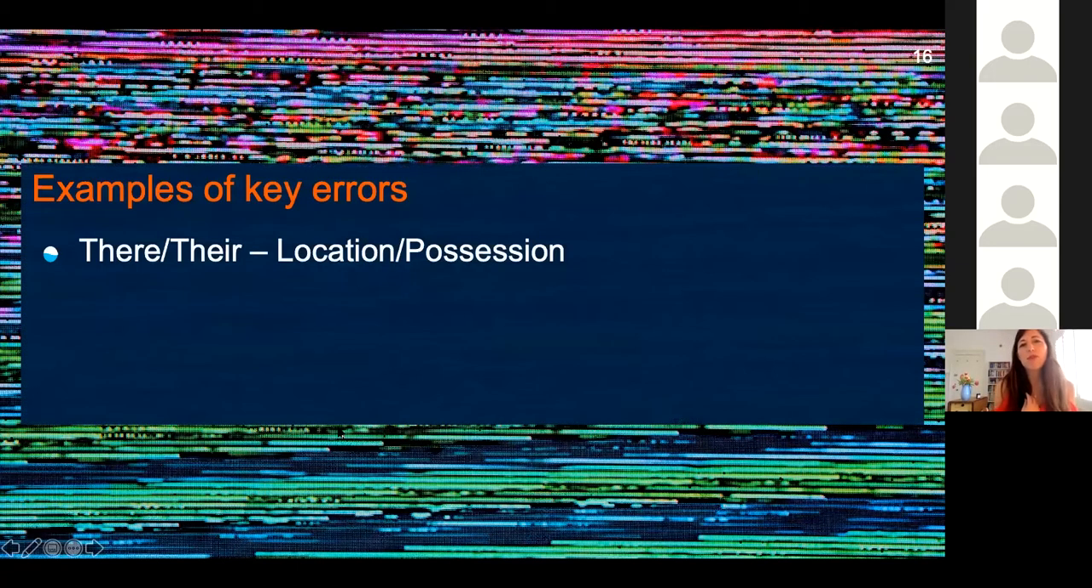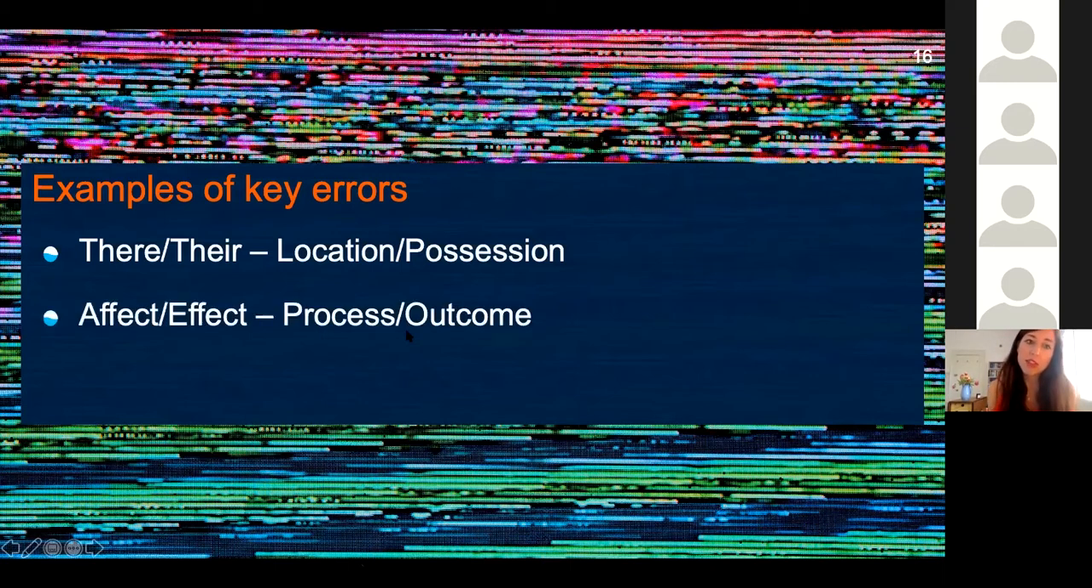So some examples of common errors I actually see when I go through MSc and BSc theses or essays is, say, this difference between there, which is T-H-E-R-E, and their, which is T-H-E-I-R. So the first one refers to location, the second one to possession. So for instance, if you're referring to something over there, then it's T-H-E-R-E. If you're referring to their books, so it belongs to them, T-H-E-I-R. Now, I know it's quite a simple thing, but I do actually see that error quite often.